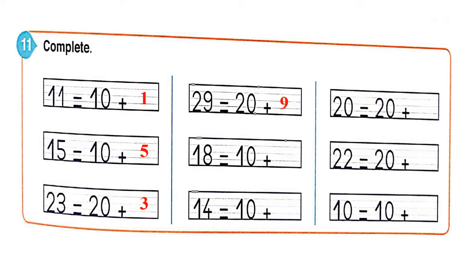18 is equal to 10 plus 8, of course. 14 is equal to 10 plus the ones, which is 4. 20 is equal to 20 plus, of course, nothing, because we arrived at 20. There is nothing at the ones. The ones number is 0. 22 is equal to 20 plus the ones, which is the digit to the right in 22, which is 2. 10 is equal to 10 plus the ones. And can we see the ones number in 10 is 0? So 10 is equal to 10 plus 0.